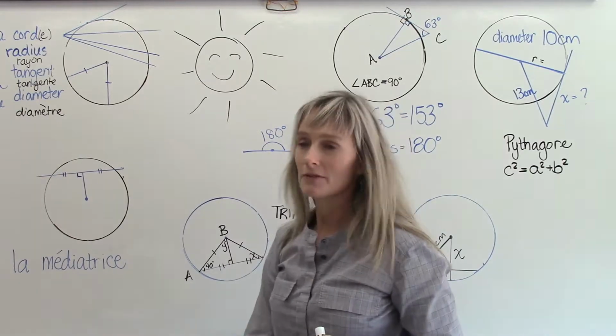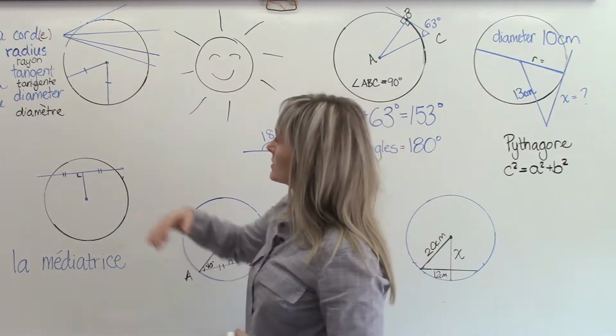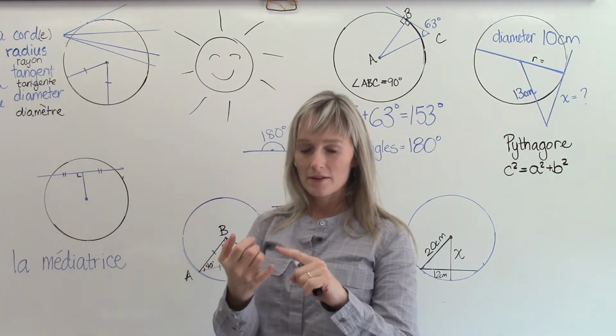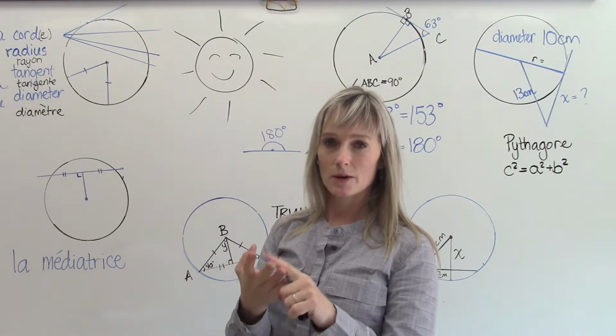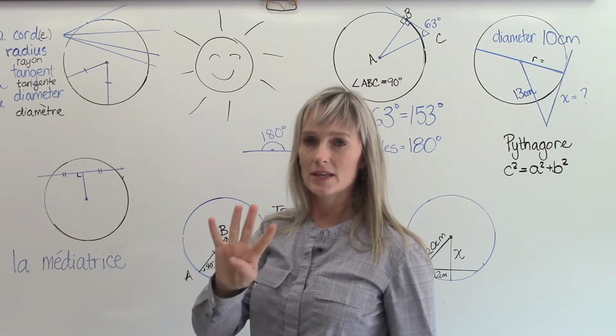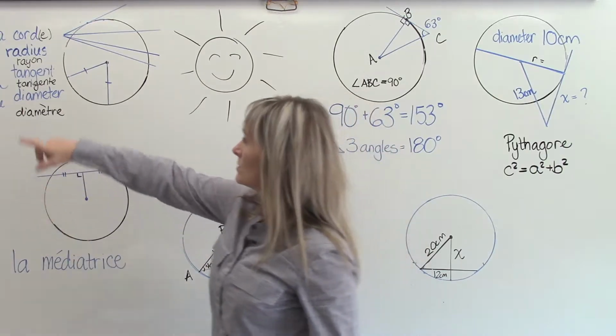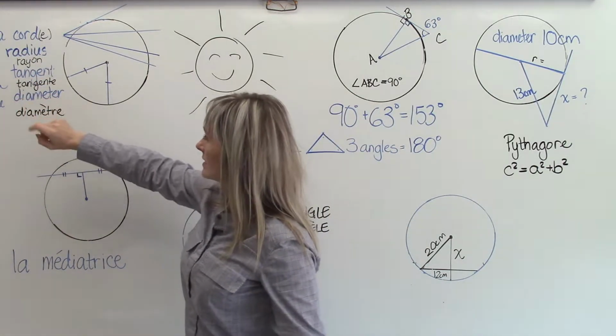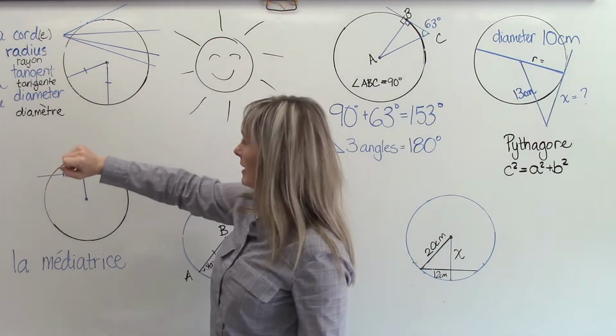Alors, on va commencer avec un peu de vocabulaire. We'll start with some vocabulary. We have a chord, a tangent, a radius, and a diameter. And these four things I'm going to show you right now. Nous avons la corde, rayon, la tangente et le diamètre.